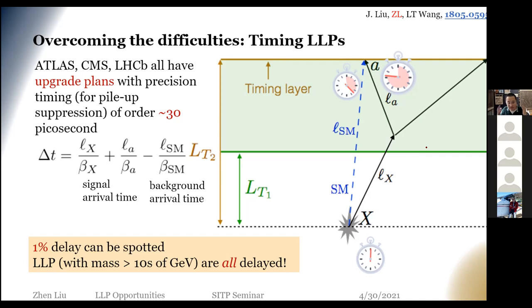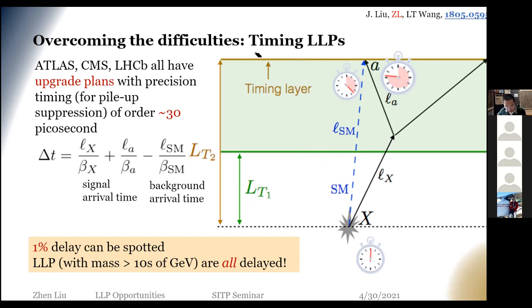Why? Because let's imagine I produce a Higgs and it decays to a pair of photons. My signal photon will travel directly to my detector, following the speed of light, and my background photon will travel the same way. So if they're pointing to the same location, they will arrive at the same time. There's no separation. Hence, just looking for any heavy particles, the timing provides me no separation power.